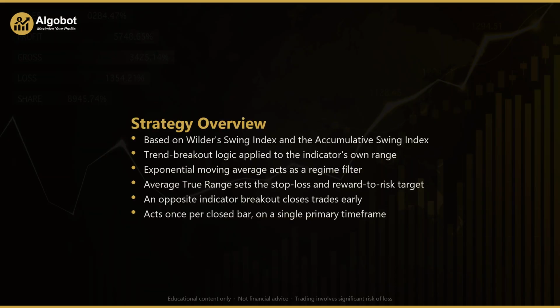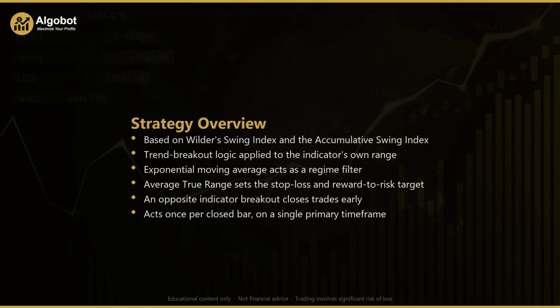So what exactly does this expert advisor do? At its heart, the Accumulative Swing Index Breakout is a trend-following, breakout-style strategy. Instead of reacting to raw price alone, it studies a specialized indicator. Raw price breakouts can be noisy because a single bar can poke above a level on a thin, gappy, or small-bodied move that doesn't reflect real commitment from buyers or sellers. Wilder's Swing Index was designed to address exactly that problem.